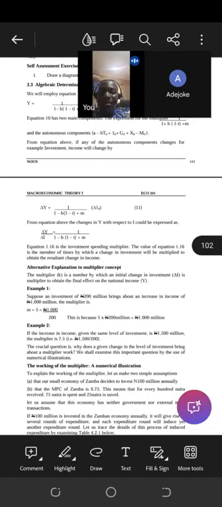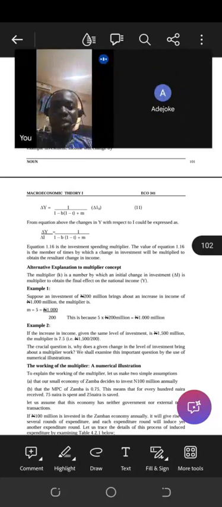Investment change by 45 billion, that is change in I. Interpretation in here, change in I is 25 billion. Given that the MPC, investment change by 25 billion.